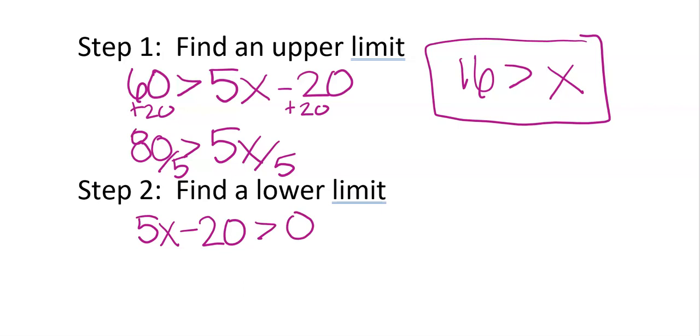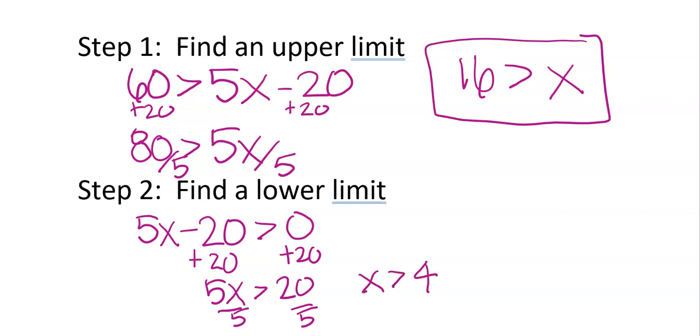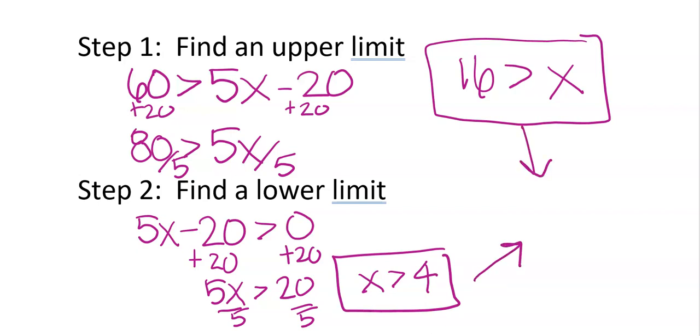We don't want negative numbers here. We want all positive angles. So here I am going to add 20 to both sides and then divide by 5. So x must be bigger than 4. Then we put them together in a range of values.